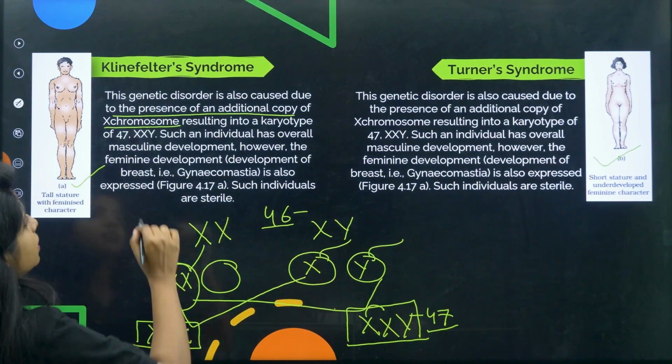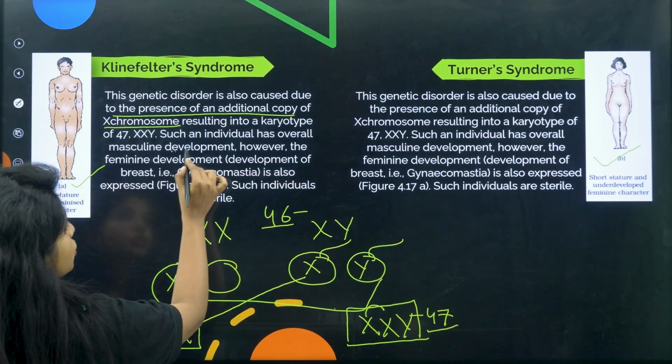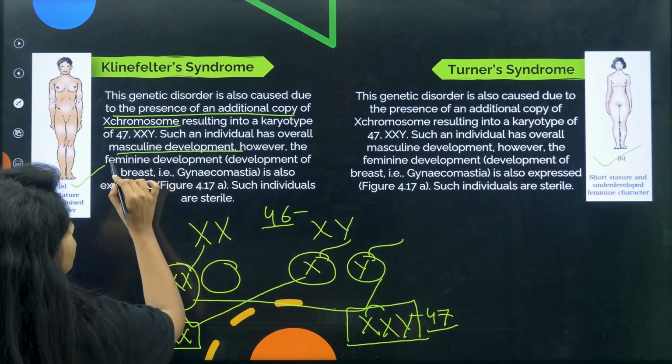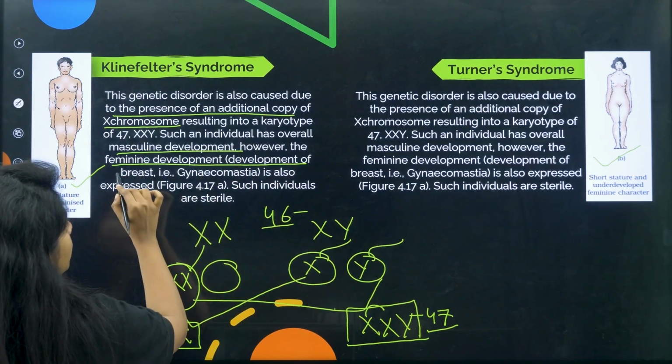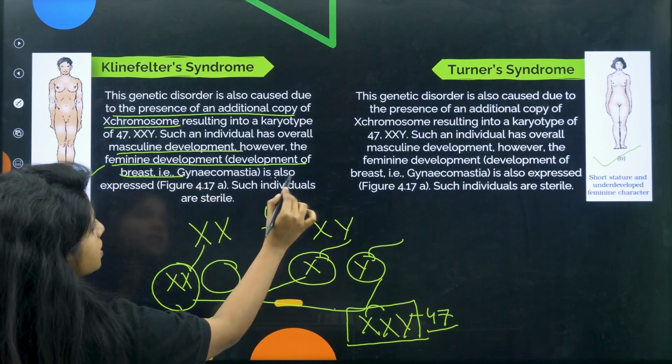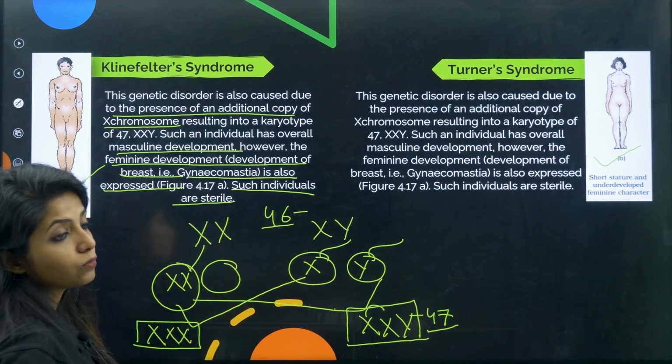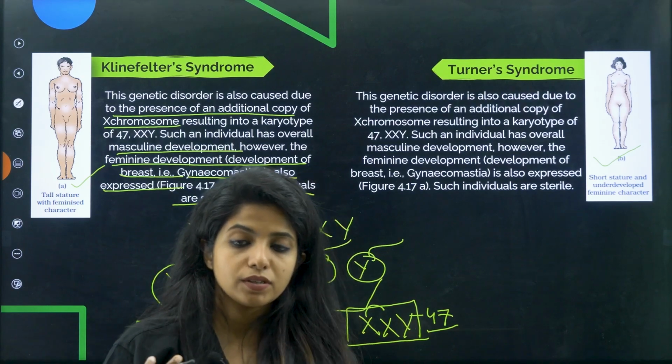Okay, such an individual has overall masculine development since that person is a male, right? However, the feminine development of breast, that is gynecomastia, is also expressed. Such individuals are sterile. What do you mean by sterile? They cannot have babies. They are not fertile.